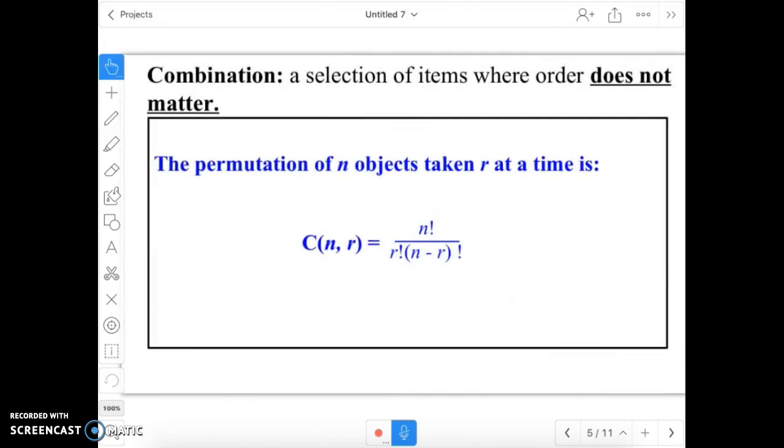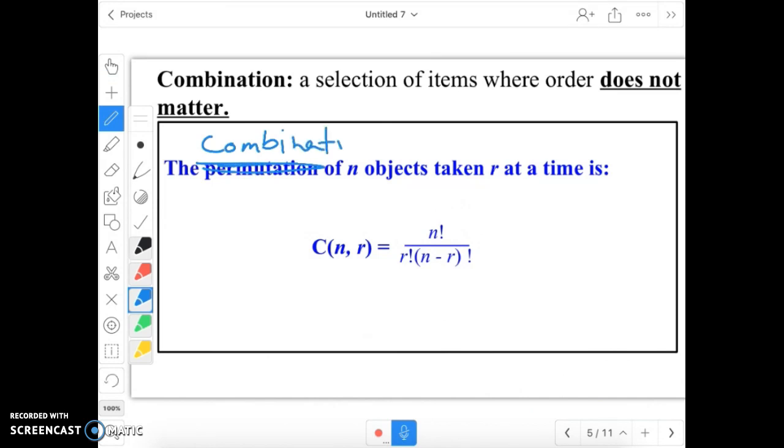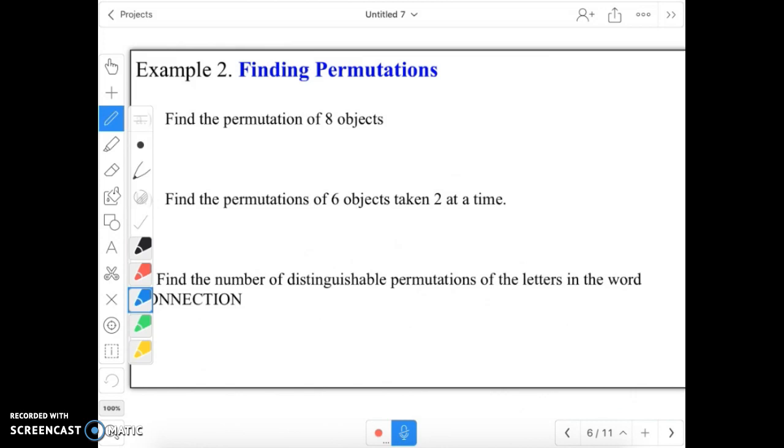Second one, combination. In a combination, order is not important, or order does not matter. I have the wrong word there. That should be combination of n objects taken r at a time. The only difference here is you'll notice we have that r factorial before our parenthesis piece. Okay, so those are our two big kind of equations that we'll be using to find combinations and permutations.